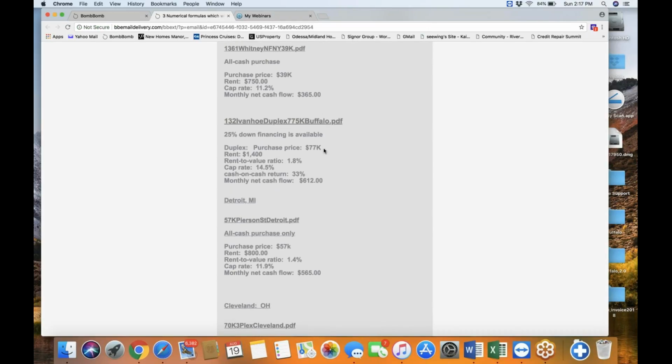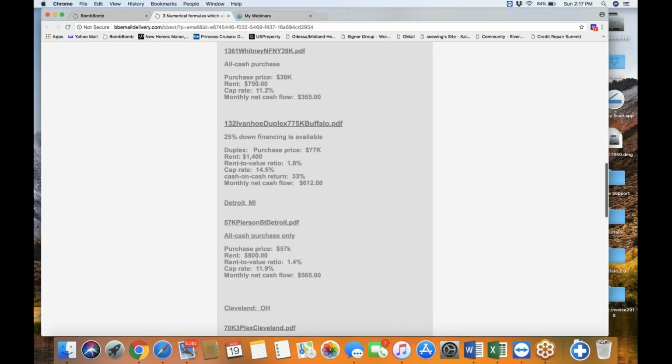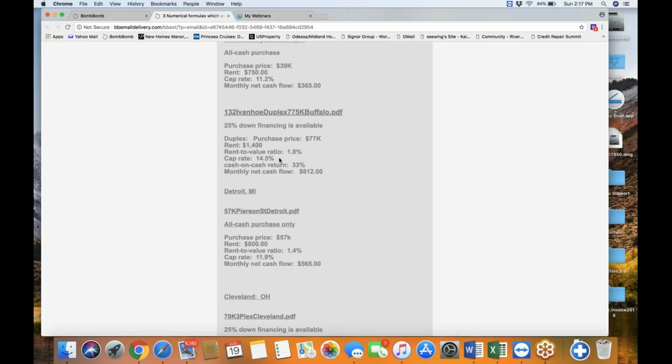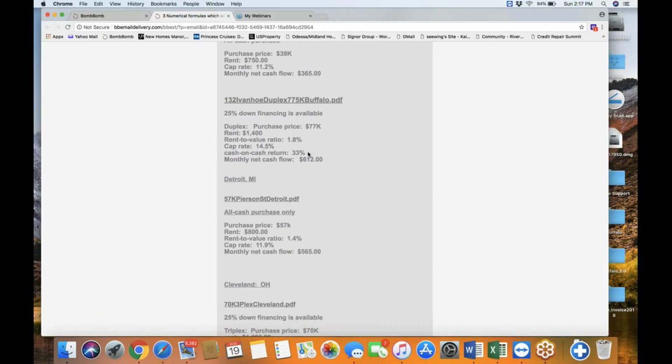So basically this duplex rents for $1,400. So the rent to value ratio is 1.8%, which is amazing, right? Way more than 1%. 1% multiplied by 77,000 is $770 per month gross rent, but you're getting a gross rent on this duplex of $1,400. This results in a capitalization rate of 14.5% and a cash on cash return of 33%.